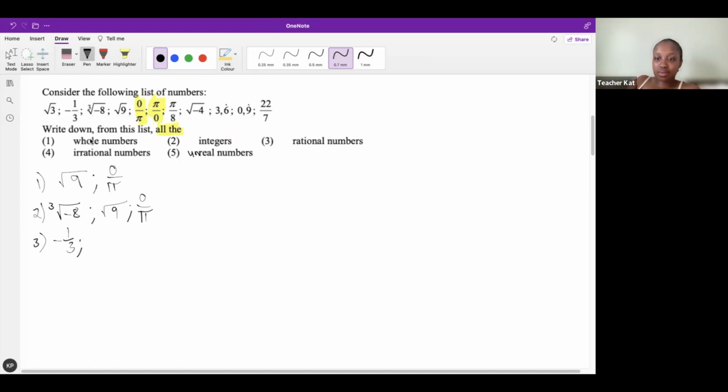Cube root of negative 8. Yes. The answer is -2. Next, square root of 9. Yes. 0 divided by pi. Yes. This is our longest list yet. Pi divided by 0? No. Pi divided by 8?